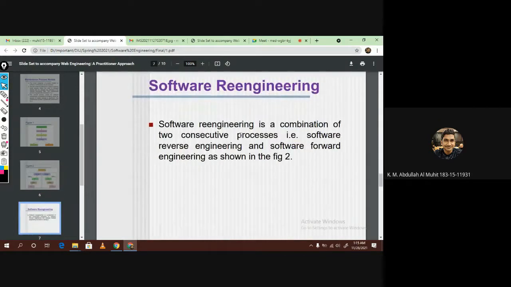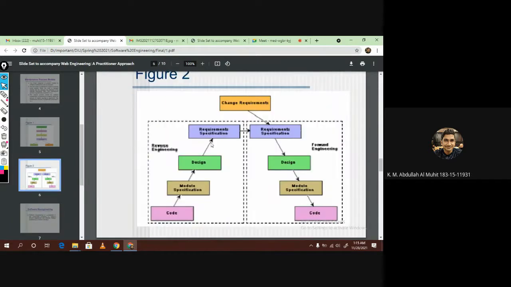Here it's the software reengineering. As we already know, two consecutive processes will happen: one is software reverse engineering and the other is software forward engineering, as shown here.